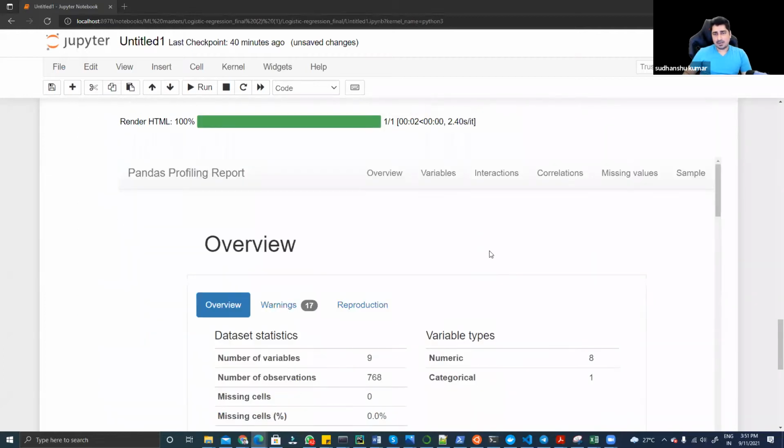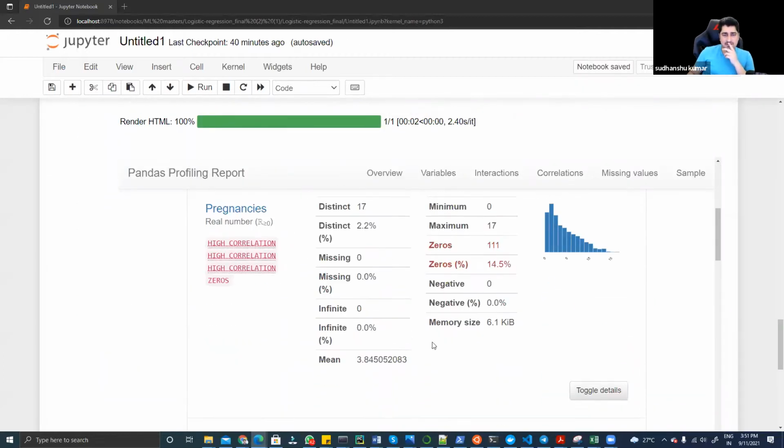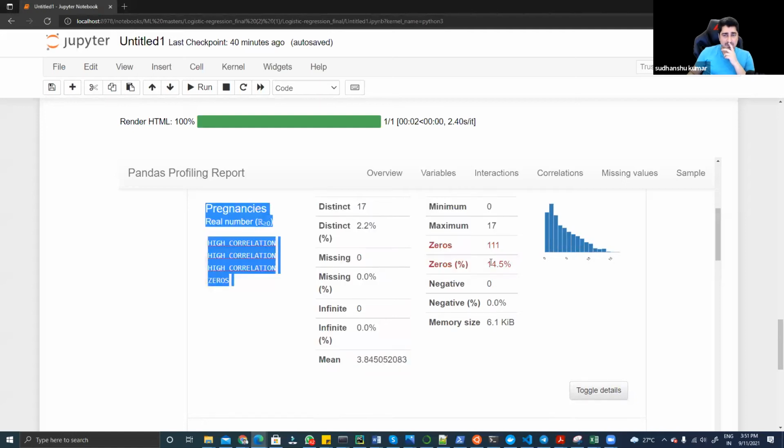Okay, so here is again the report which I'm trying to generate. For pregnancies, we were not supposed to touch this part because in the pregnancies column, there is a possibility that we may find zeros.